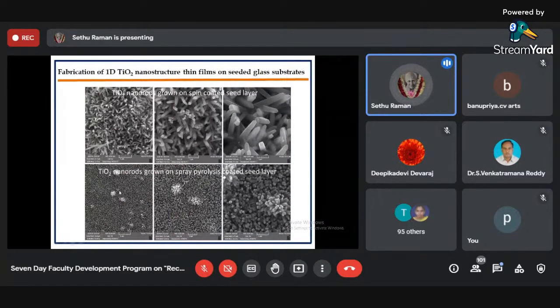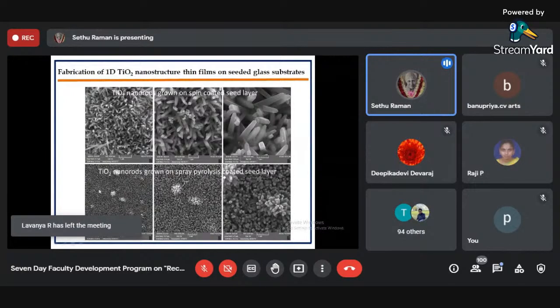Here, the growth rate is somewhat lower than at 180 degrees Celsius, but the seed layer thickness is very high. That is the reason the number density of the nanorods on the surface of the substrate is very high.